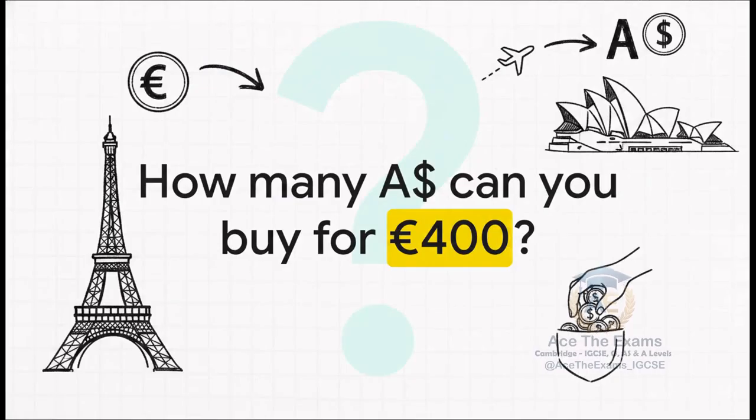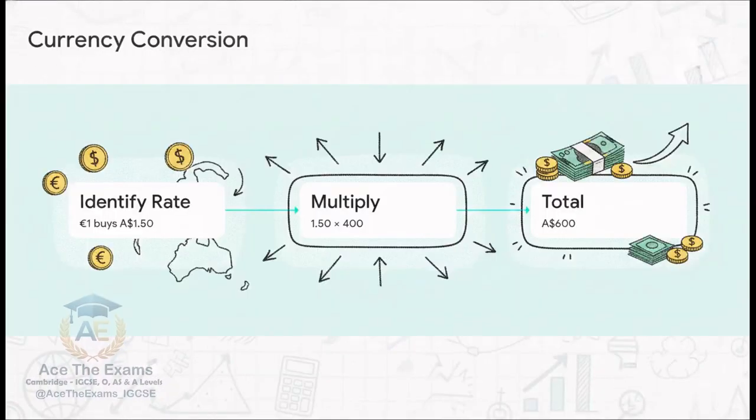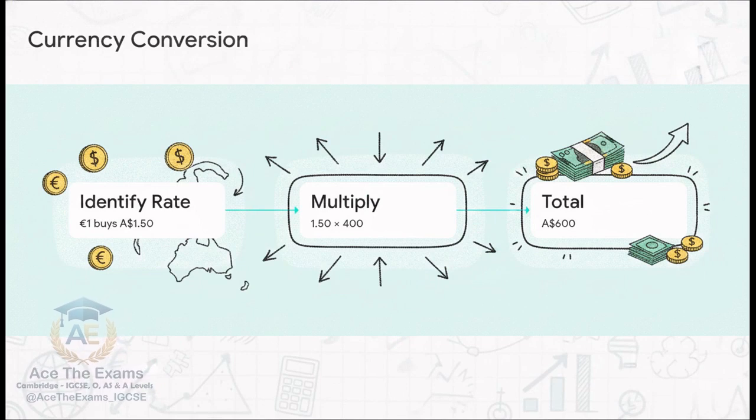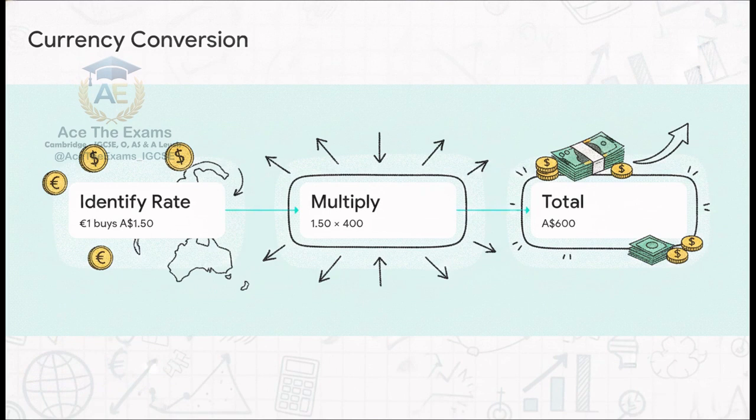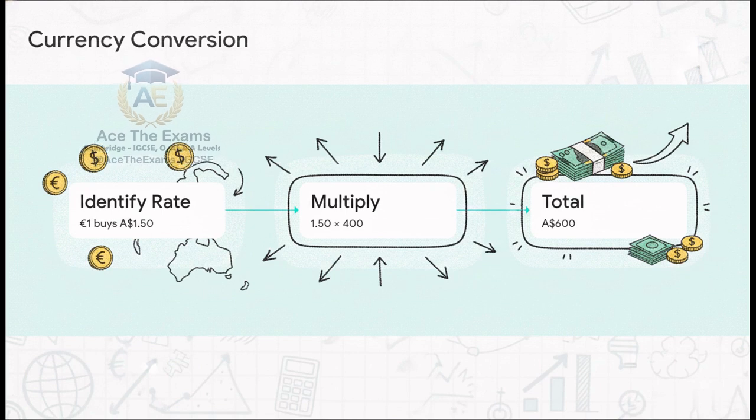So to see how this works in practice, let's say you're taking a trip from Europe to Sydney. You've got a budget of 400 euros that you want to exchange into Australian dollars. How much local spending money are you actually going to have in your pocket when you land? Well, the math here is super straightforward. It's just your base currency times the exchange rate. Since 1 euro buys $1.50 in Australian money, you just take your 400 euros, multiply it by 1.50, and boom, you get 600 Australian dollars. It's a simple calculation for sure, but it's the absolute foundational step in mastering global finance.